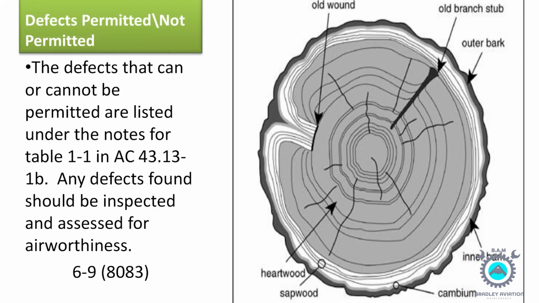6-79. Defects permitted, not permitted. The defects that can or cannot be permitted are listed under the notes for Table 1-1 in AC 43.13-1B. Any defects found should be inspected and assessed for airworthiness.